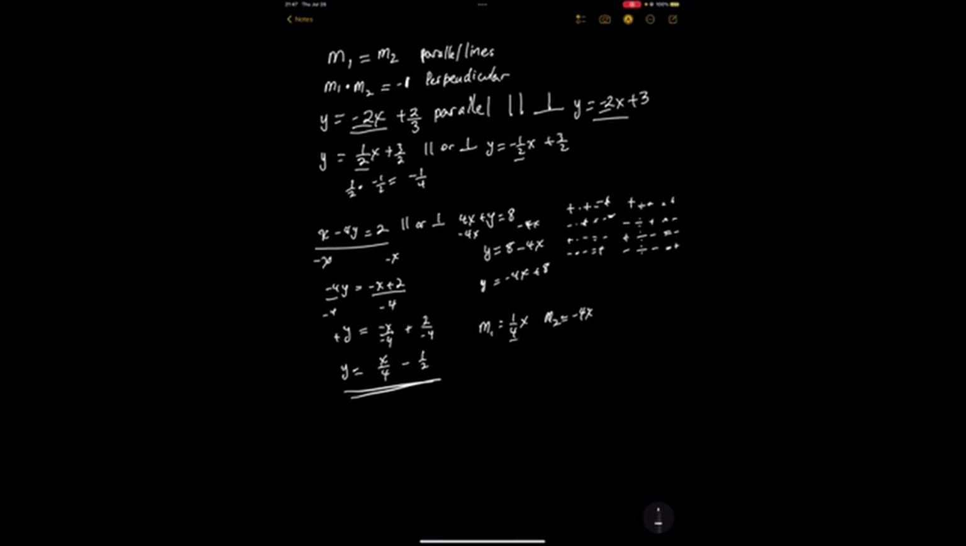So 1 over 4 and negative 4x, if you were to multiply the coefficients of x, because remember, perpendicular means m1 times m2 equals negative 1. So 1 over 4 times negative 4 is equal to what? That will be equal to negative 4 over 4, which is equal to negative 1. Therefore, these two are actually perpendicular. That's how you can find out if they are perpendicular.